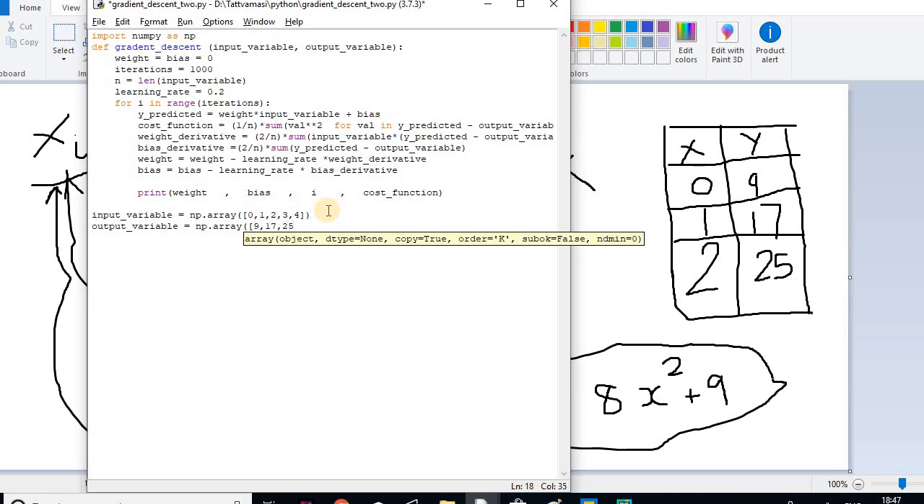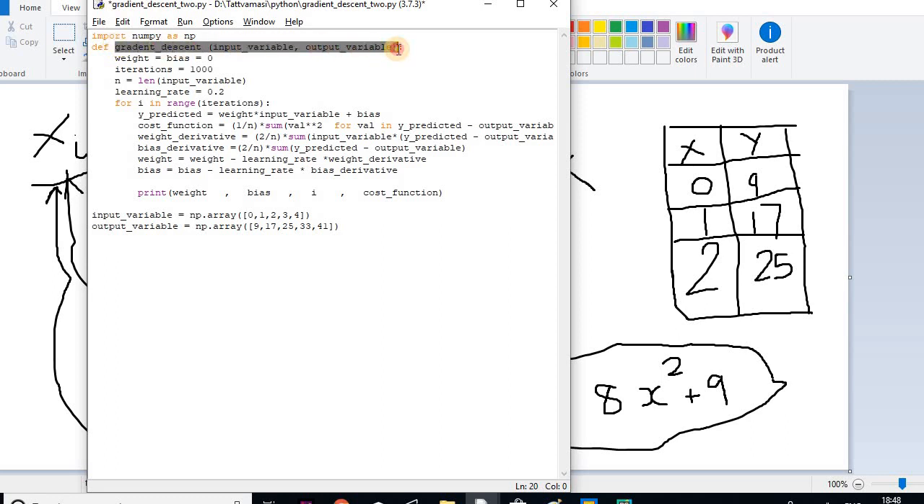We have already these values, 33 or 41. See, 9, 17, 25, 33, 41. So this array also. Now we need to call that function, right? So gradient descent, this function we are going to call now. In this function, we need to copy it here and we will call it here. So that's what we have done, all the aspects.